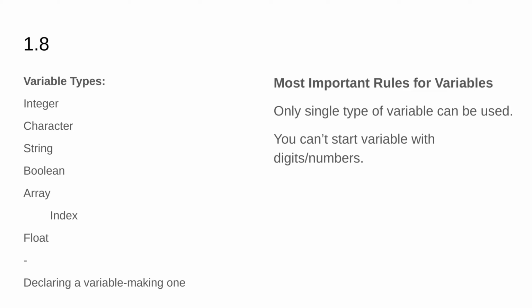And for 1.8, it's defining variables. And we have many different variable types. An integer stores only integers or whole numbers. No decimals are allowed in this. A character stores single characters. So a letter or a symbol can also be stored in this. A string is a string of characters, and you can think of it as a sentence.